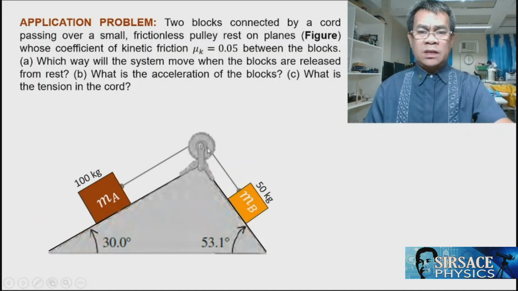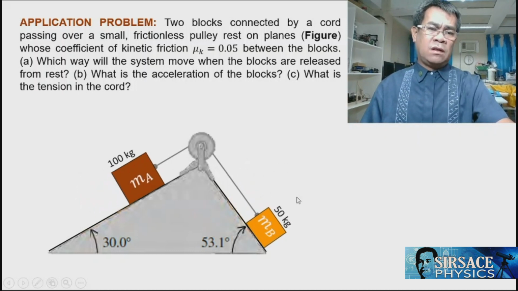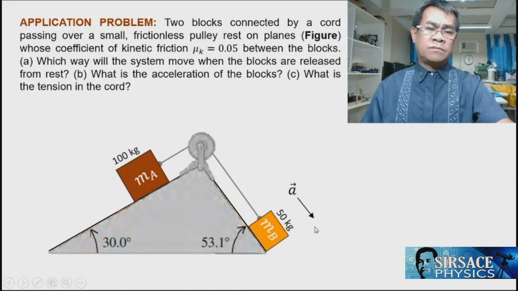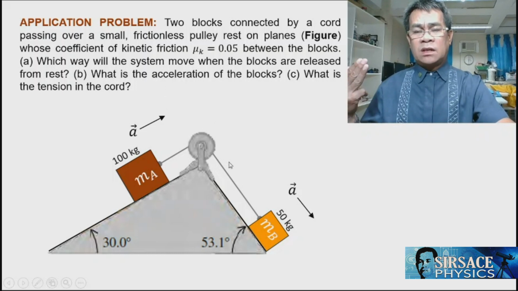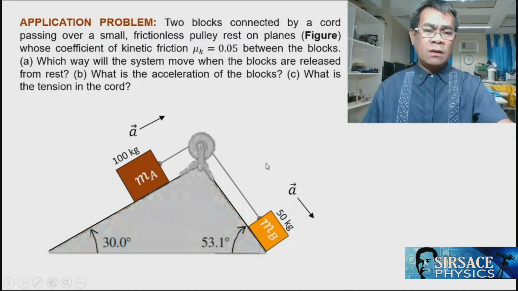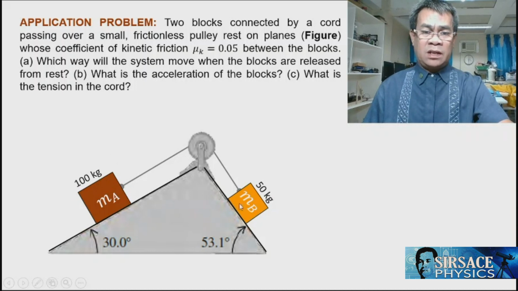Another possibility is that the system will move towards the right, which means that B accelerates downward, down the plane, while A accelerates upward. Now take note, acceleration means if it is at rest, then it will move with increasing velocity because of that acceleration. Another possibility is the system will stay at rest. Therefore, the acceleration is zero. If it starts from rest with zero acceleration, then the system will stay at rest.